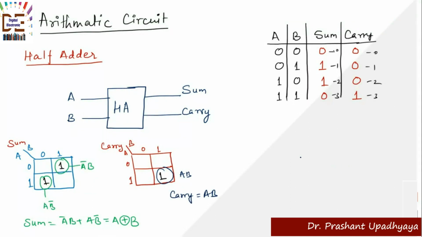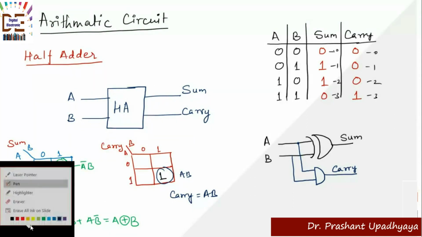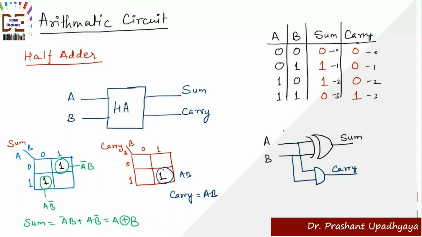So what I can do, I can draw a circuit for this. I have got A and B, and if I do the XOR of this, I am going to get the sum, and when I multiply it, I am going to get the carry. Are you getting it? And what does this completely look like? This is completely your half adder circuit.